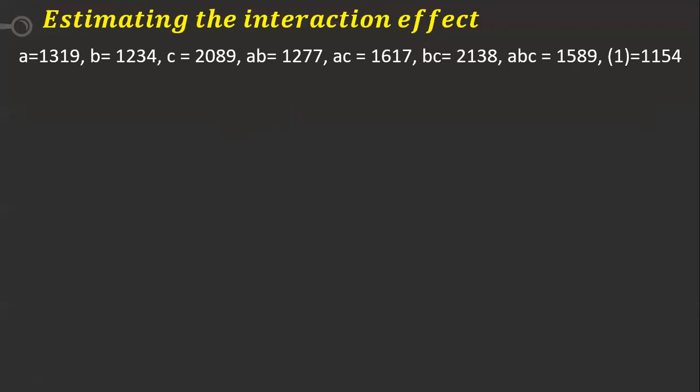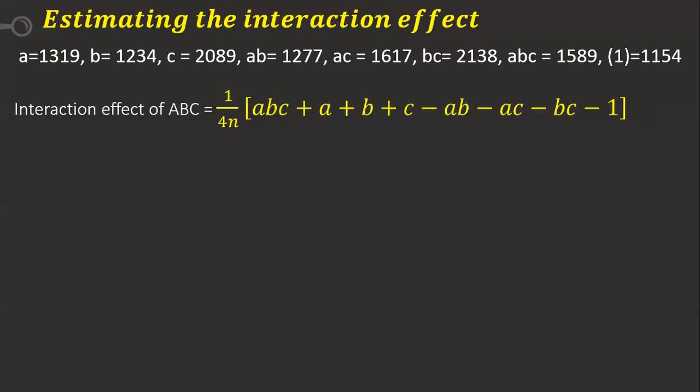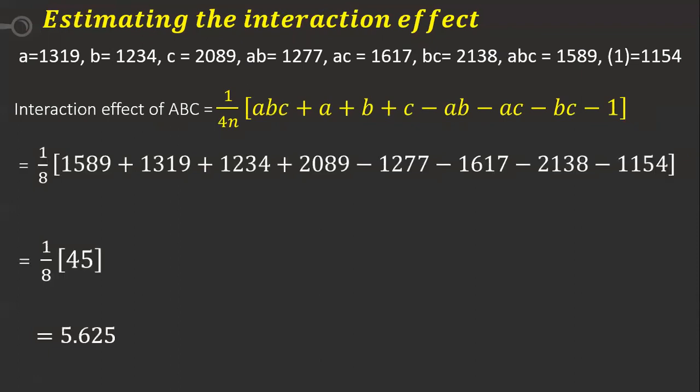Now the main effect for ABC is also calculated in a similar way. I've calculated 5.625. You can use software, Excel also, for calculation. Otherwise, it is a normal calculation: just adding all these values and subtracting, then dividing by 8. That's all, a simple calculation. 45 divided by 8 will give you 5.625. So I have calculated for A, B, C, AB, AC, BC, and ABC. All the values are calculated.